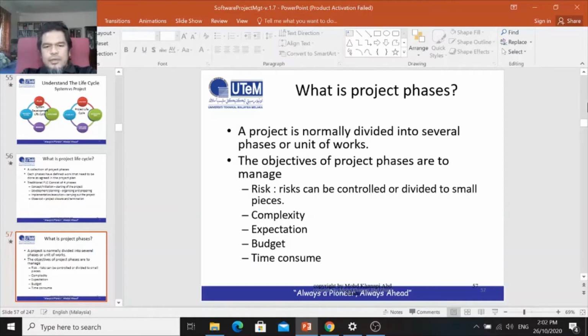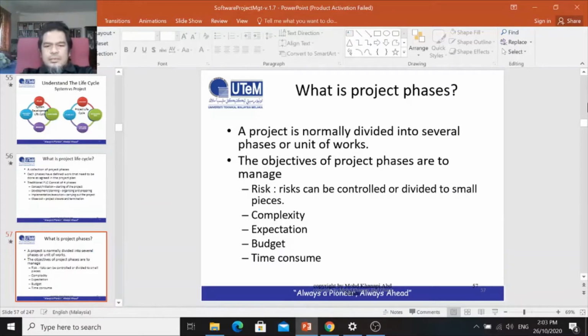When you want to manage the project, managing 5 modules compared to 20 modules is very difficult and very complex to execute. So when you divide the project into phases, this can help you manage the risk. The risk for 5 modules is less than the risk for 20 modules.